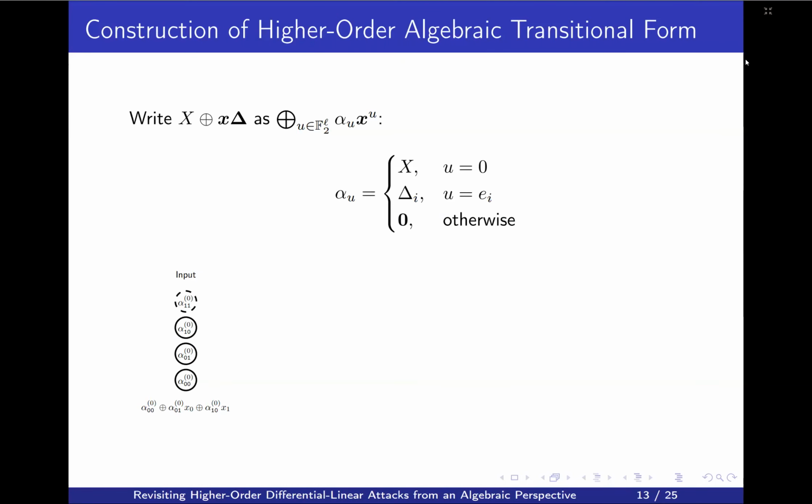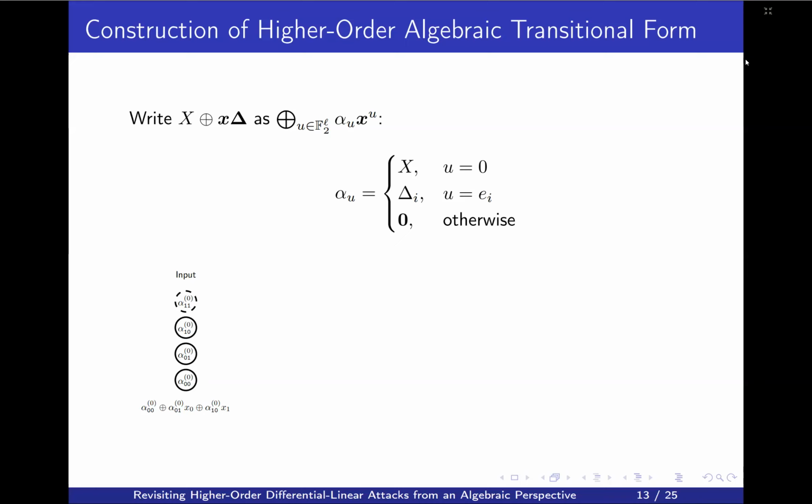Firstly, we write the input of f in a general way. It's the sum form. When u is 0, we let alpha u, the coefficient of the piece of u, be x. And when u is a unit vector, then we let alpha u be delta i, and for other pieces, they are all zero. Here I give you a very simple example for the second order piece. For the second order high order differential, the input is this formula.